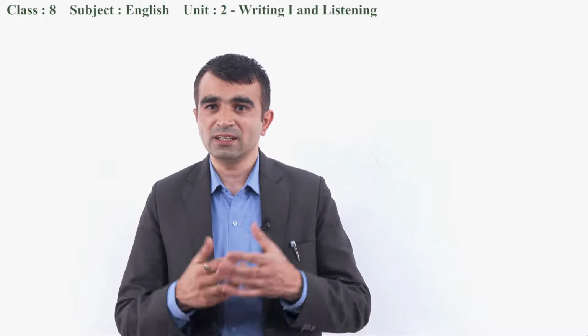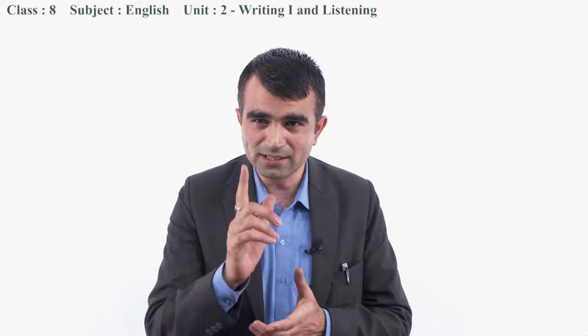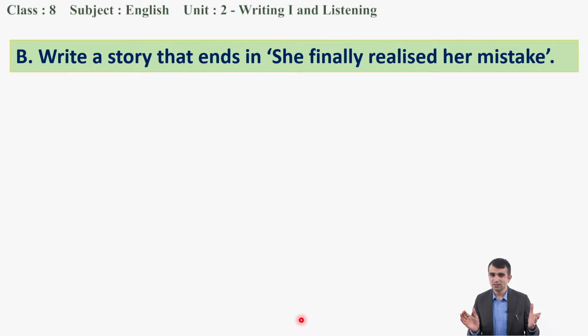Now let's come to another, B. Task B in writing. What is it? Read the task. Write a story that ends in "she finally realized her mistake." Does any story come to your mind? Just think. Think of a story that you can end with this sentence. She finally realized her mistake. Is there any story?